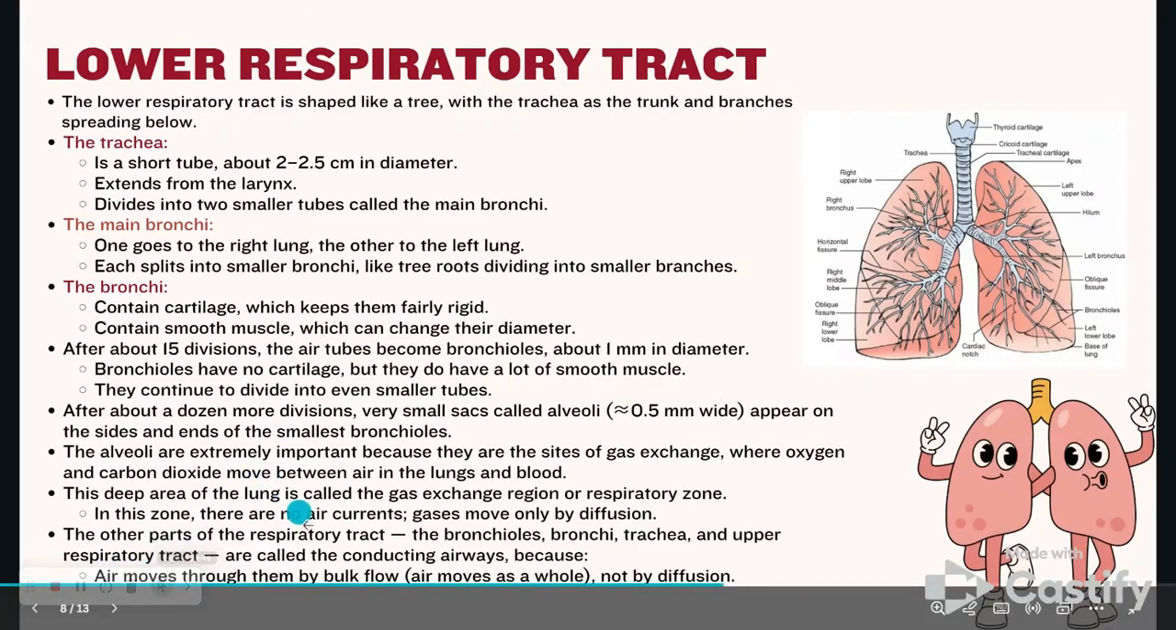The other parts of the respiratory tract, the bronchioles, bronchi, trachea, and upper respiratory tract, are called the conducting airways because air moves through them by bulk flow, not diffusion.